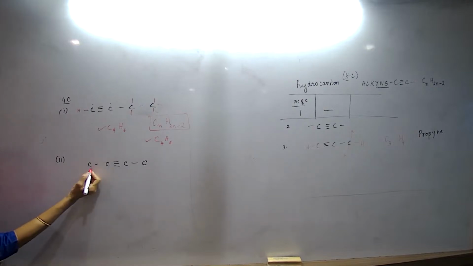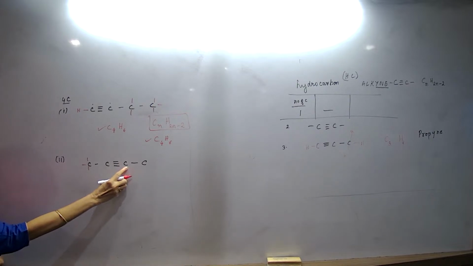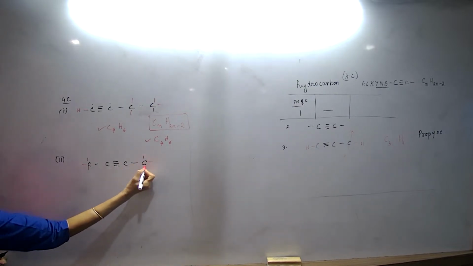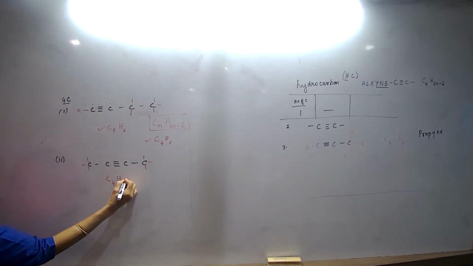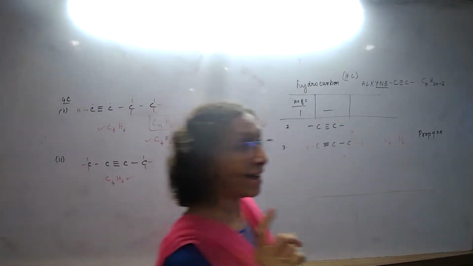First, how many will there be? 3. 1, 2, 3. Here? No. Here? No. Why? Because there are already 4 bonds. 1, 2, 3 there. Okay. 1, 2, 3. See the formula? C4 H6. You see that? Both the ways you can write, the molecular formula will be the same, but the structural formulas are different.